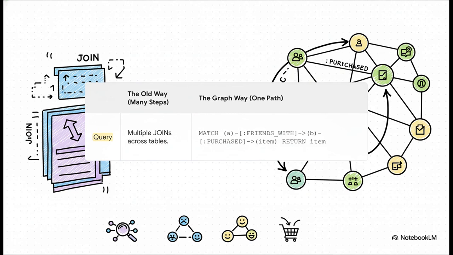On the left, you see the old way with all those complicated joins. On the right, though, the graph query is almost like drawing a picture. It basically reads like a sentence. Match a person named Alice who is friends with another person who then purchased an item. It's intuitive, it's elegant, and because you're just walking along a pre-existing path, it is unbelievably fast.